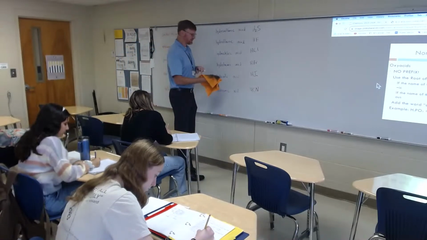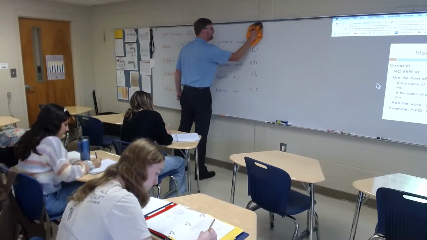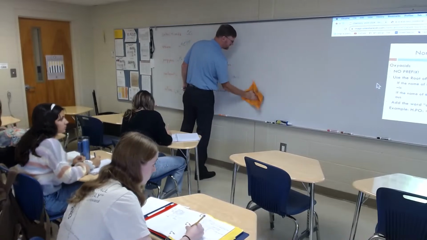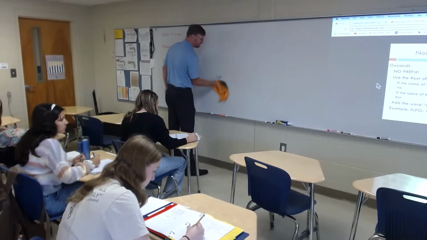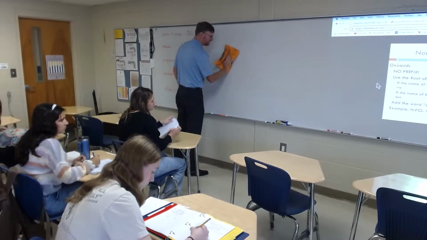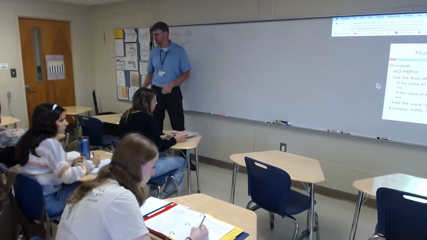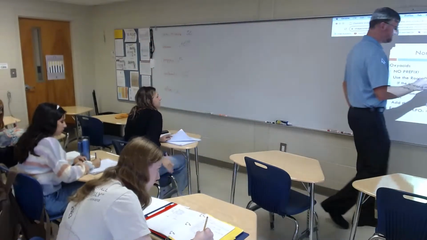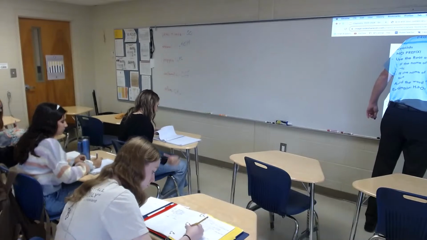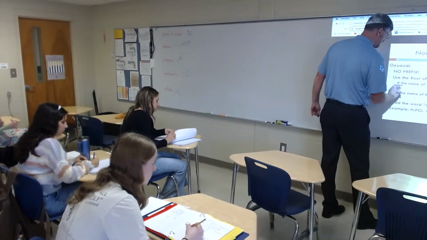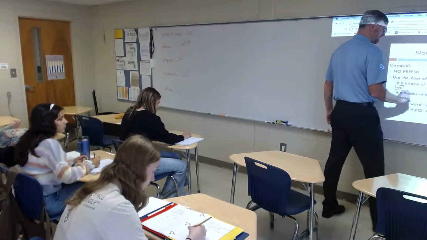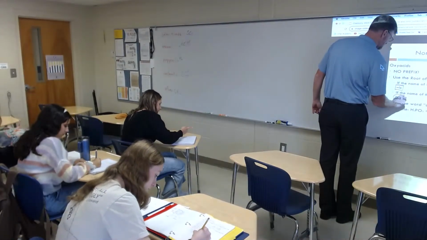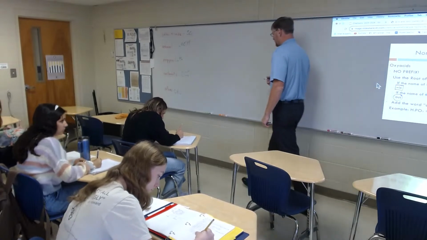All right, and then looking at the name, whether it ends in IC or OUS, that's going to tell us whether the polyatomic ion ended in ITE or ATE. So the ATEs and the ICs go together. The ITEs and the OUSs go together. Here's what we mean by that.